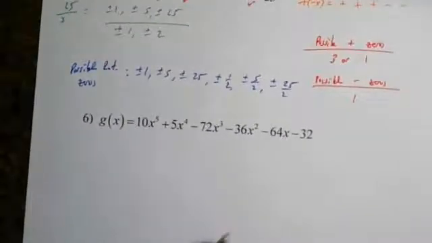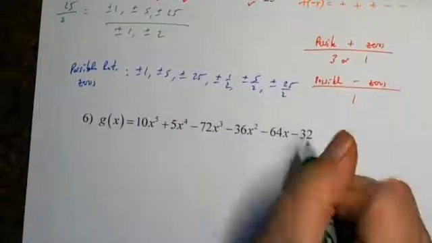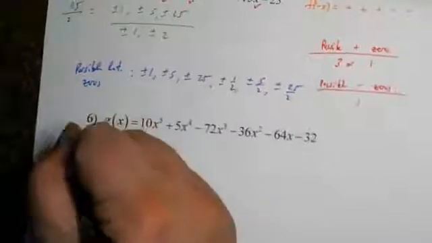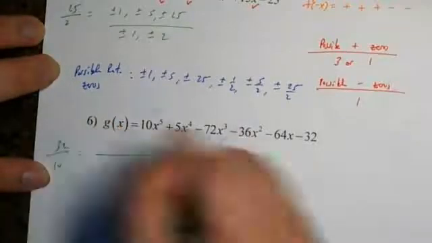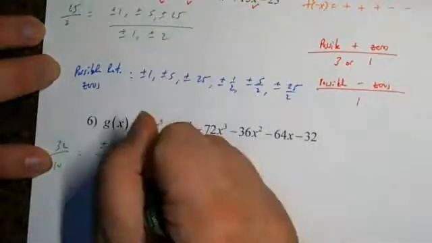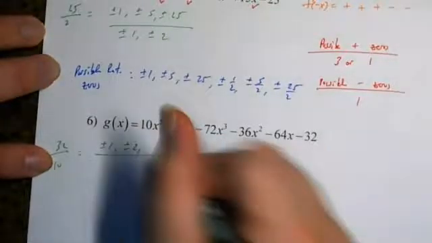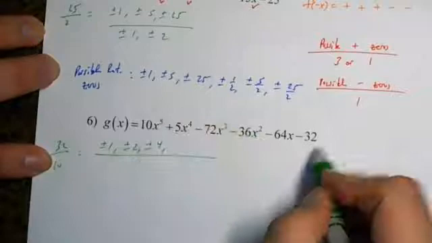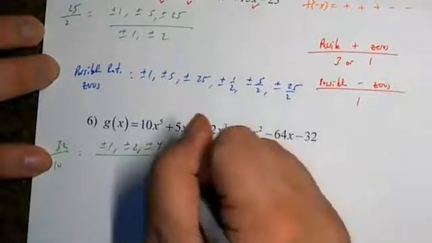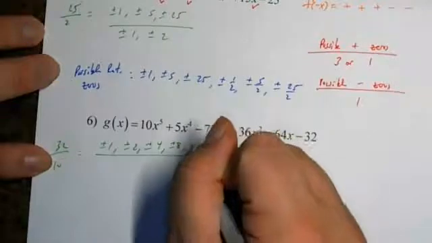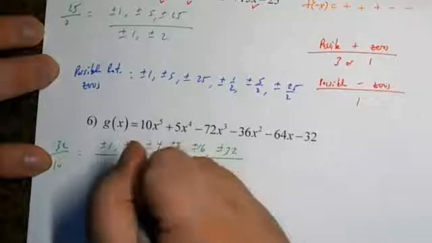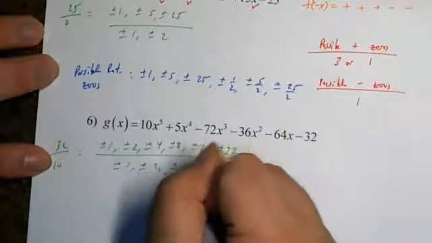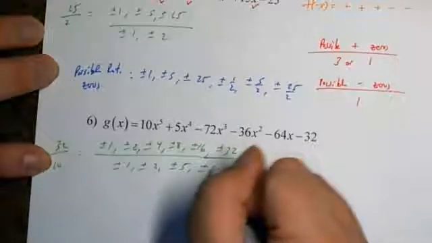Okay, here's number 6. Okay, once again, we want all the possible rational zeros, so I need the factors of 32 over the factors of 10. So factors of 32, plus or minus 1, 2. 3 does not go in there. 4 does. 5, no, 6. 8 does. 2 goes in there 16 times. And 1 goes in there 32 times. And the factors of 10 are plus or minus 1, plus or minus 2, plus or minus 5, plus or minus 10. So this is going to be a big list again.